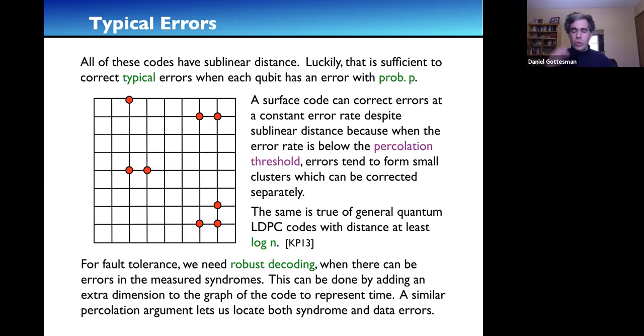But again, at least in the surface code, you can do this by adding an extra dimension. This is not physically adding a dimension to the code. This is in your representation of the data. You measure the syndrome once, you measure the syndrome again, you measure it again. And so you can make a kind of 3-dimensional plot of when and where you saw errors. And then a similar percolation argument says that these have to form clusters, and therefore we can correct those clusters, figuring out where both the syndrome errors were and where the physical errors were.